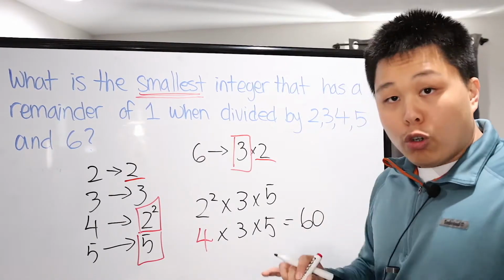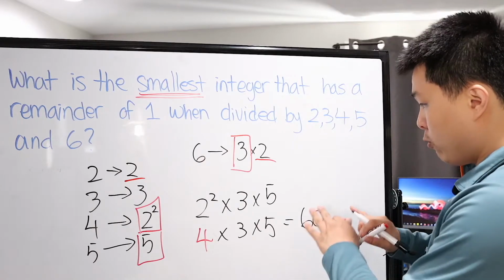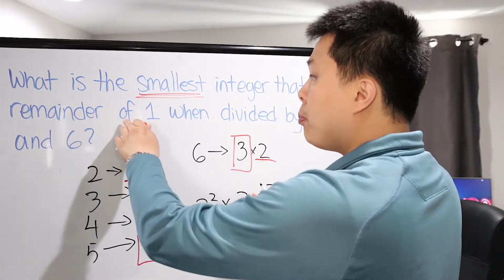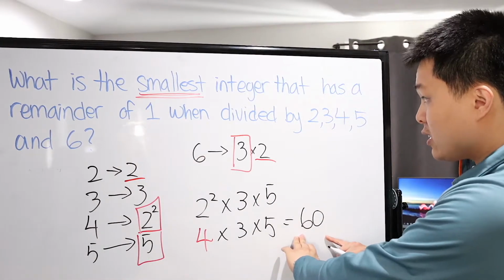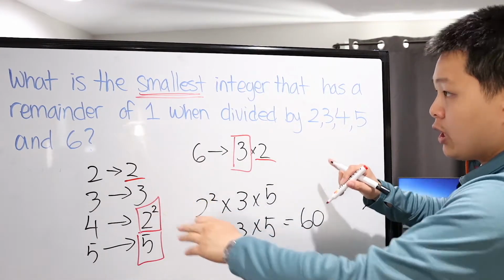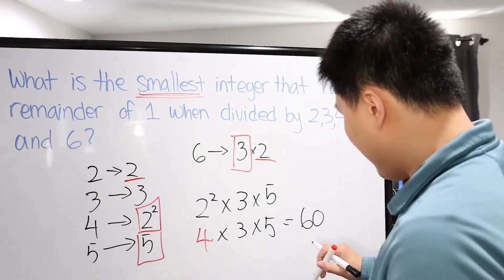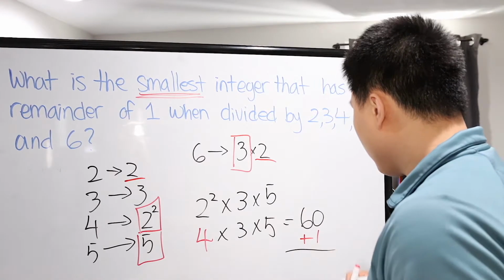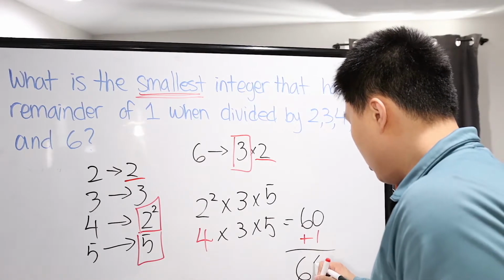Right? So normally, here's where some of the mistakes happen. We find this and say, oh, we're done, right? No, because remember, the problem says remainder of 1. So after you divide by all of these numbers, you actually have to have a remainder of 1. In this case, you're going to have to add 1 for the remainder of 1. So your actual answer is 61.